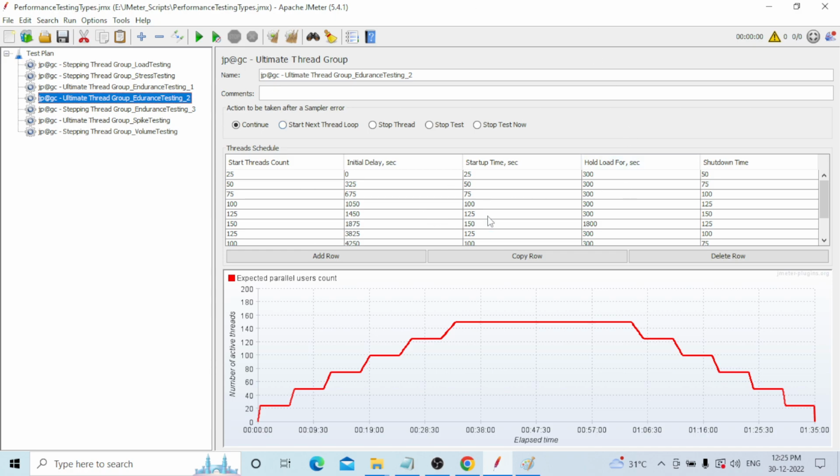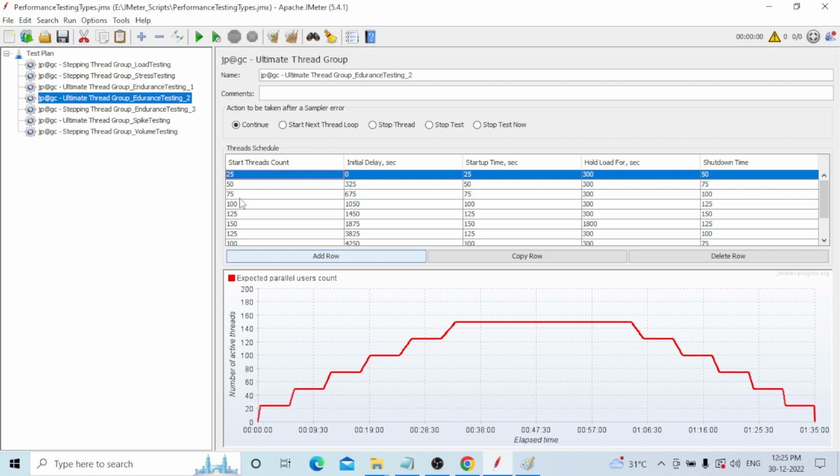First, the initial stage: thread count 25 users, initial delay 0, and startup time the same as the start thread count, 25 seconds. Hold load for 300 seconds, and then shutdown. How do you calculate the first one? 25 plus 25, total 50, you need to give. It's done.